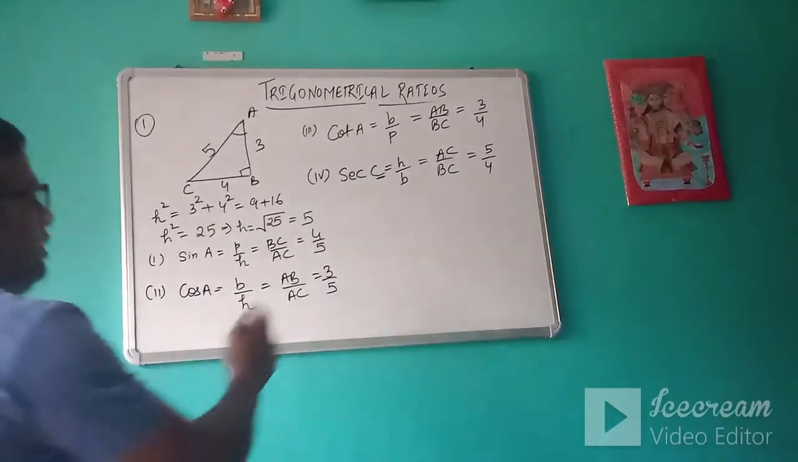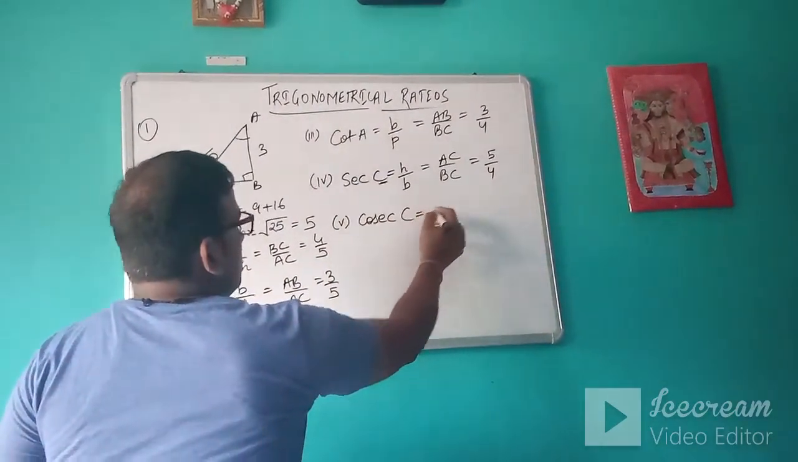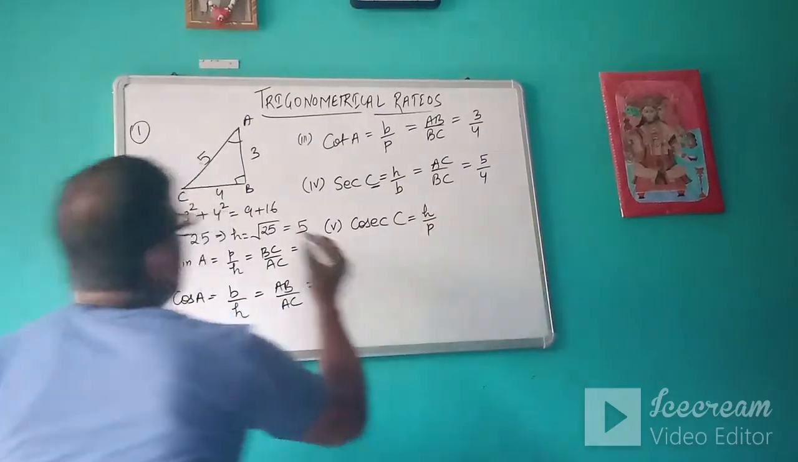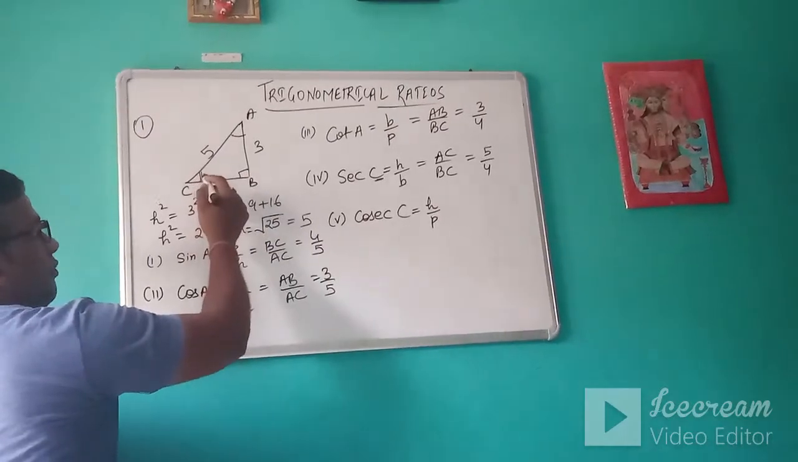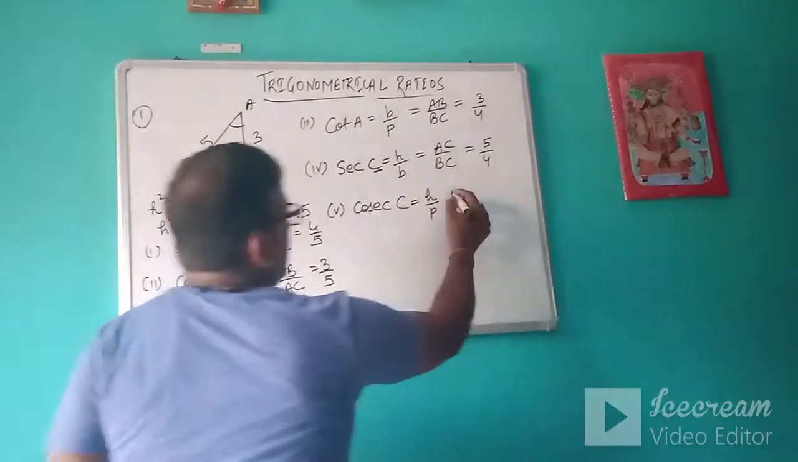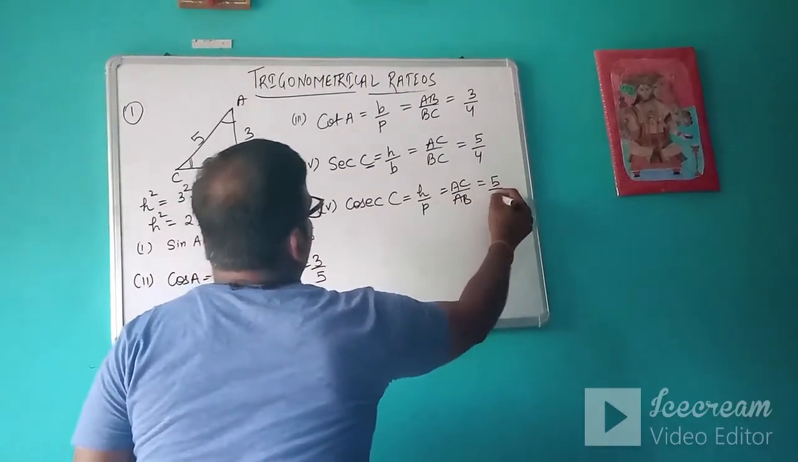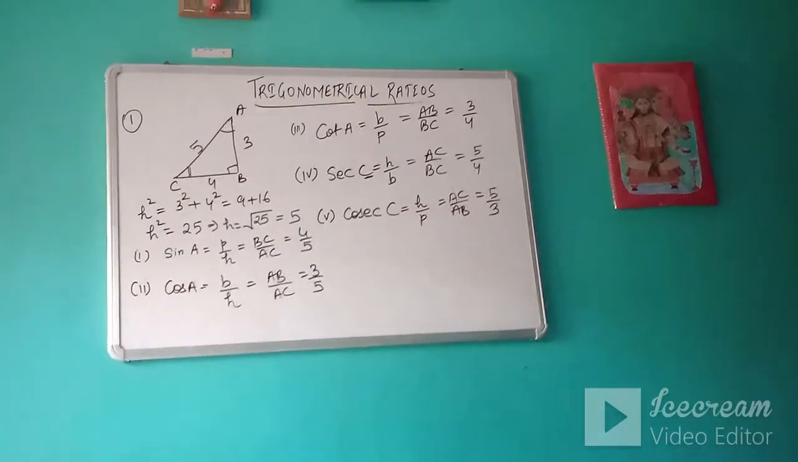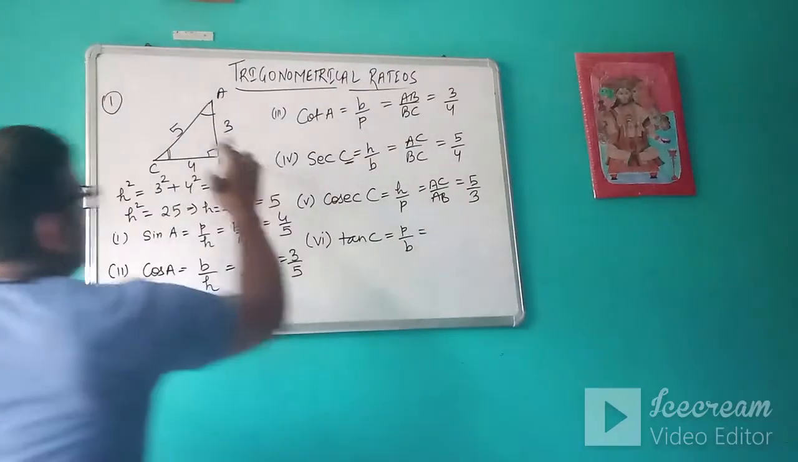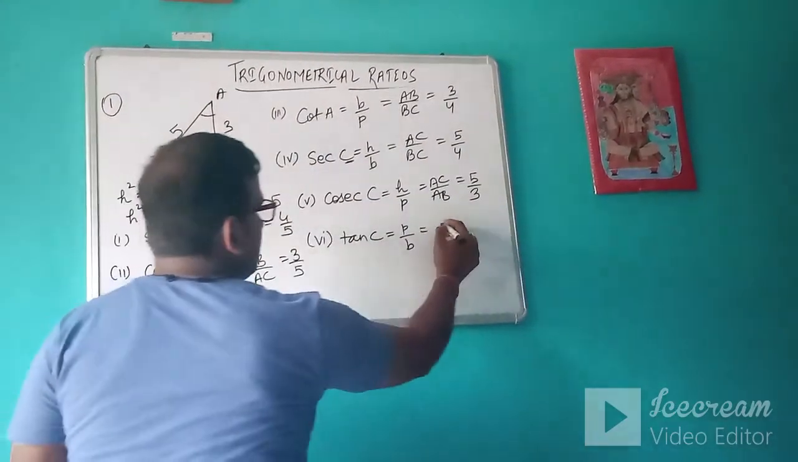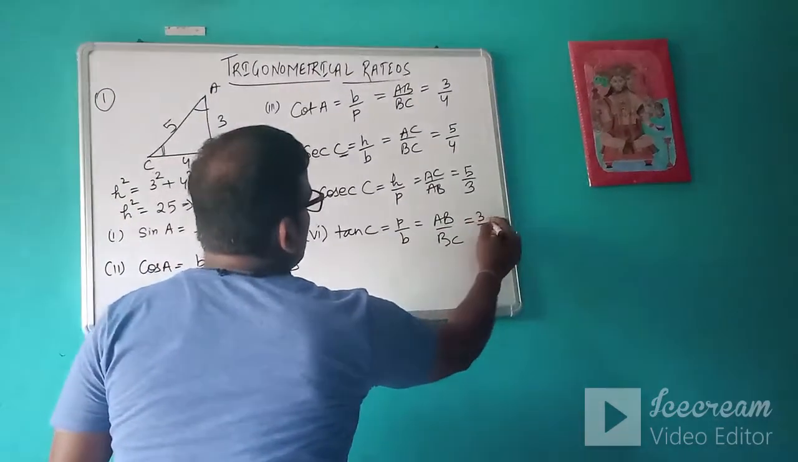Similarly, we will calculate cosec of C. So the formula will be H upon P. Now this is your C. For this angle C, what will be your perpendicular? AB. So you will write it as AC upon AB, that is 5 upon 3. Tan of C is P upon B, but for this C, what was P? AB. And what was your B? BC. So it is 3 upon 4.